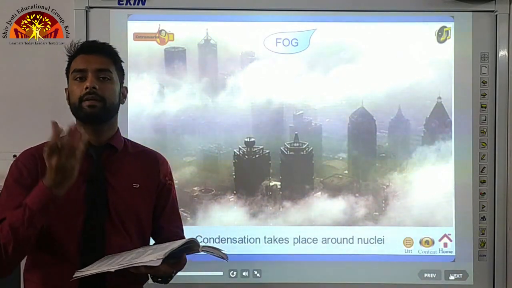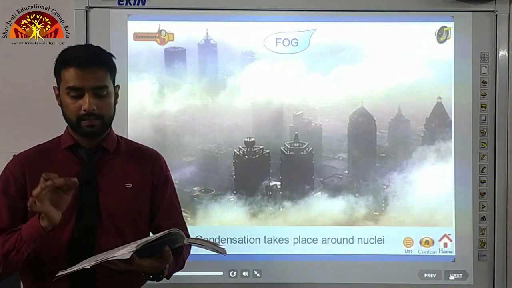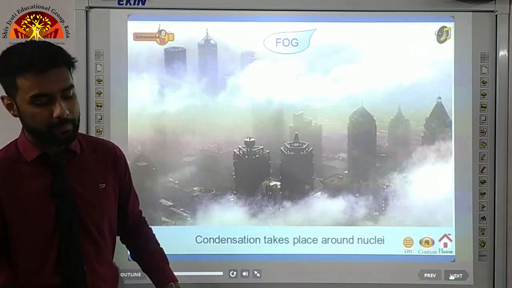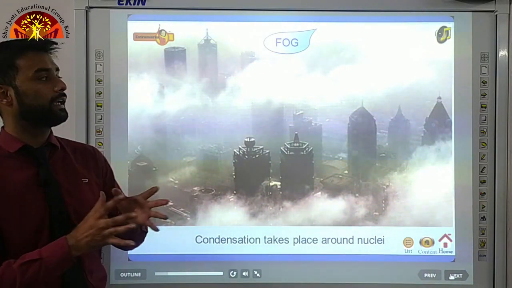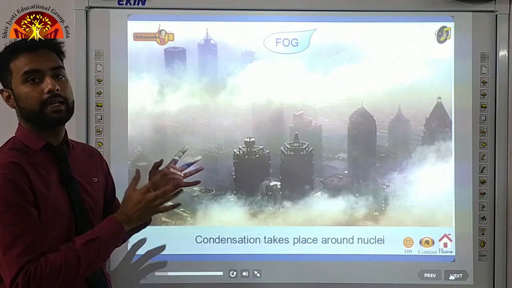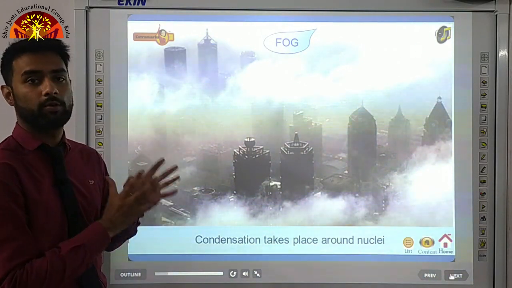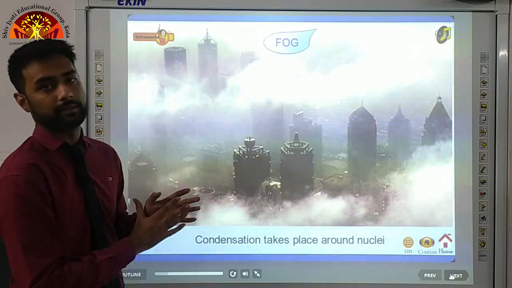Fogs are basically mini clouds in which condensation takes place around nuclei provided by the dust, smoke and the salt particles. So what is happening in fog? The air, the water vapor is getting cooled down, but instead of sticking to surfaces or falling onto the ground as water droplets, it is just getting condensed around the dust particles, the smoke particles which are present in the atmosphere, which are present in the air.